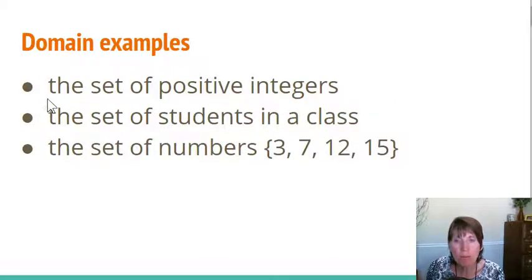And the domain might be something like an infinite set, like the set of positive integers, that's infinite, or it might be a finite set, like the set of students in this class. There's a finite number of students in this class, and that could be the domain. It could be a set of finite numbers that are just spelled out in a set. So here the domain might be 3, 7, 12, and 15. So those are just examples of what a domain might be.